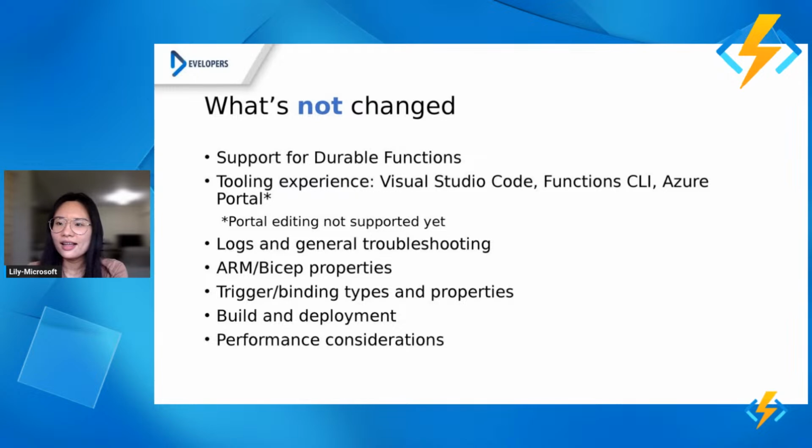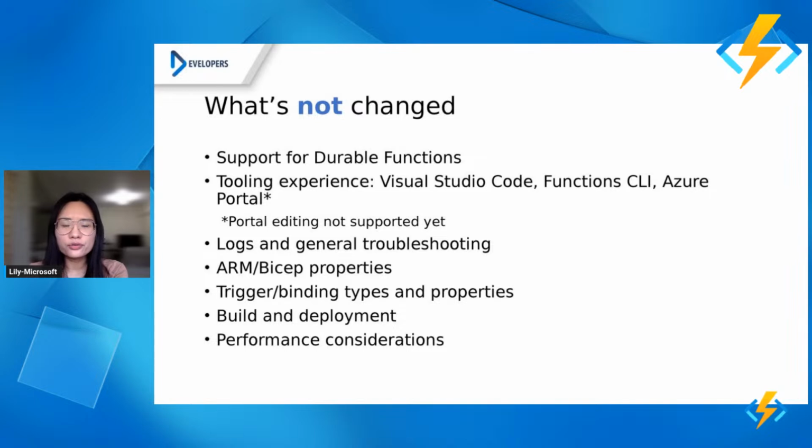All right, now what has not changed? In the v4 model, support for durable functions, including durable entities, is there. And for the tooling experience, you can create your function project and your function templates in VS Code the same way you would in the v3 model. Or if you want to use the function CLI to do that, it's the same thing as well.